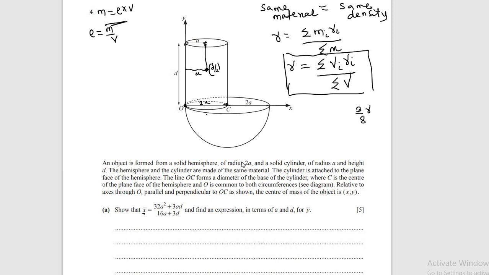So it's 3 over 8. Now it's going down because the hemisphere is facing up. So the center of mass for the y-axis for the hemisphere is negative because it's going down. Assuming it's like this, the center of mass from the center will be positive.